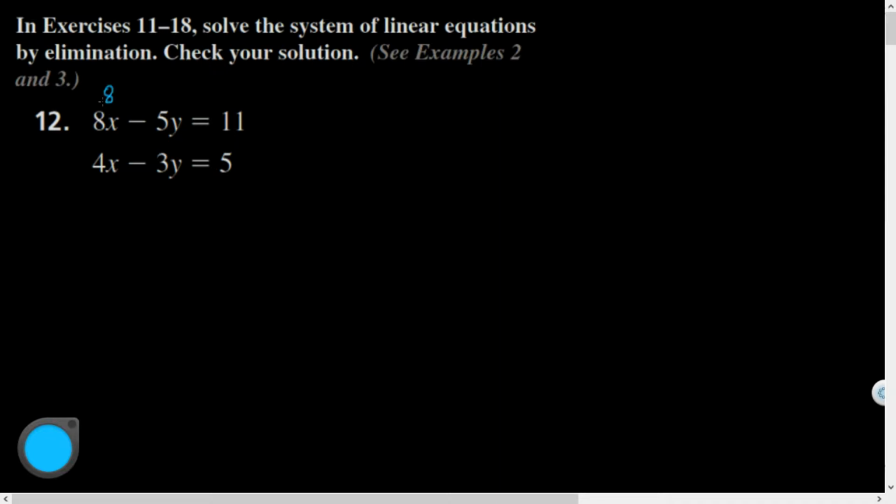8 fits into itself, yeah. 16 is the next highest. You're not wrong if you use 16. You'll still get the same answer. You just have a little bit bigger numbers. What do 5 and 3 both go into? 15. So let's pick the 8.